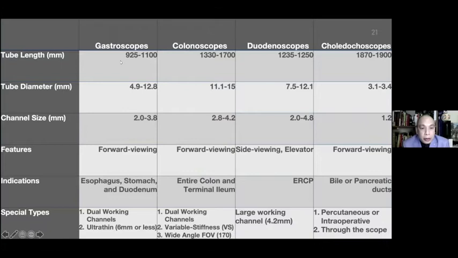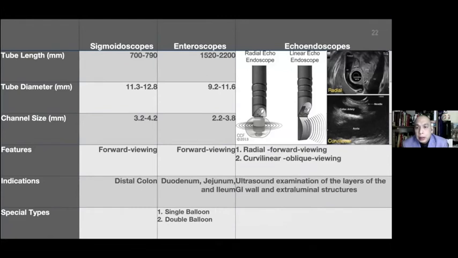The gastroscope is used to evaluate the esophagus, stomach, or duodenum. The colonoscope, of course, the colon and the ileum. The duodenoscope is for ERCPs, and the cholangioscope for biliary endoscopy. Other scopes like the echoendoscopes are available, with an ultrasound on the tip. Mostly they are oblique viewing, but Olympus has an end viewing linear echoendoscope. And of course, there are other special types of scopes like the single balloon or double balloon. I'll show you pictures later as we go on into the lectures.